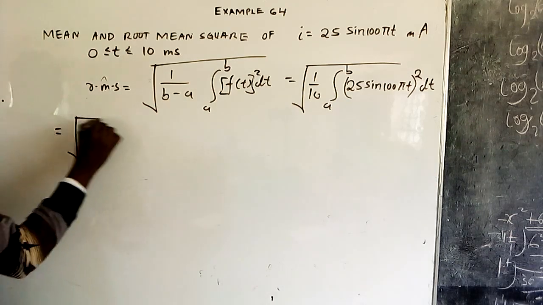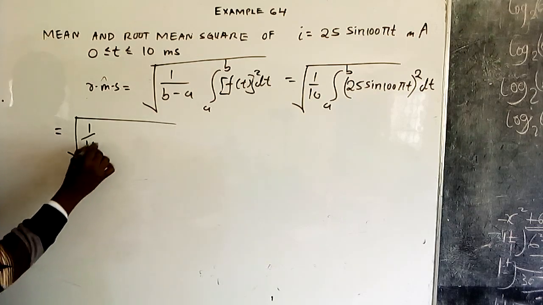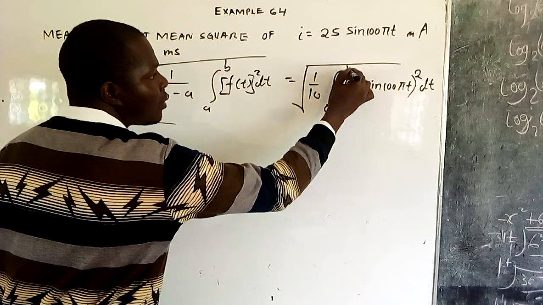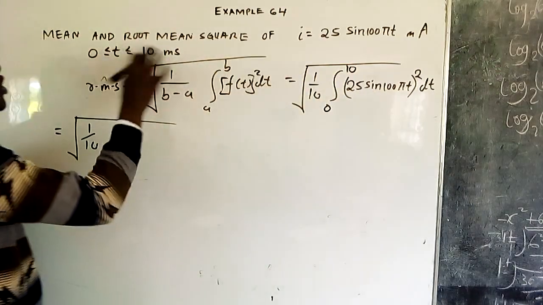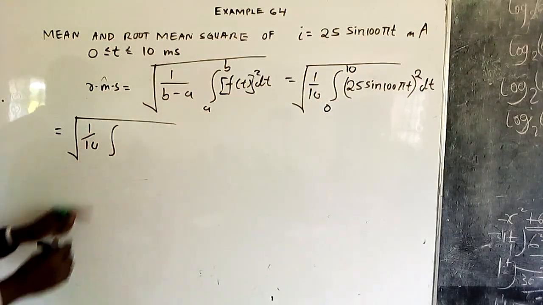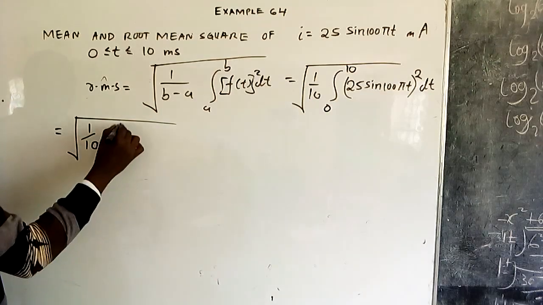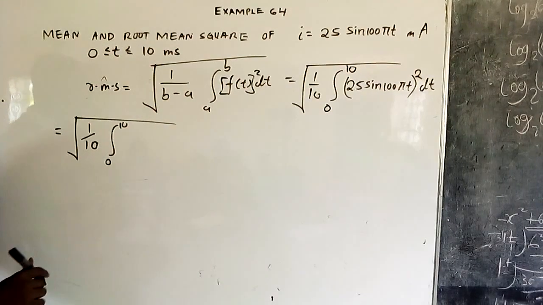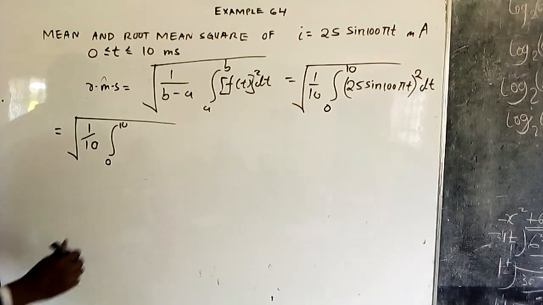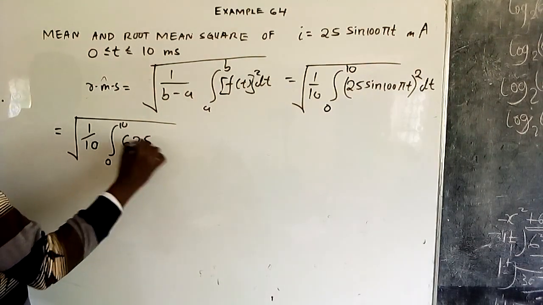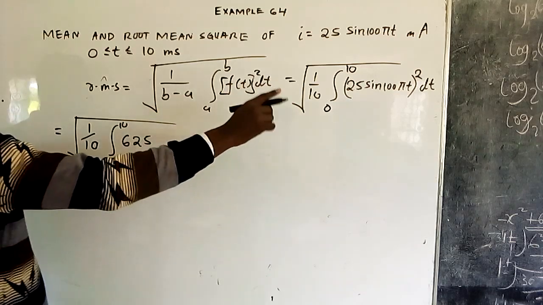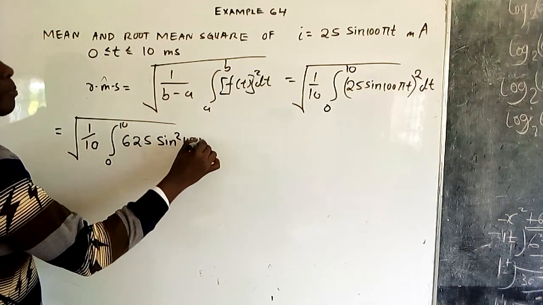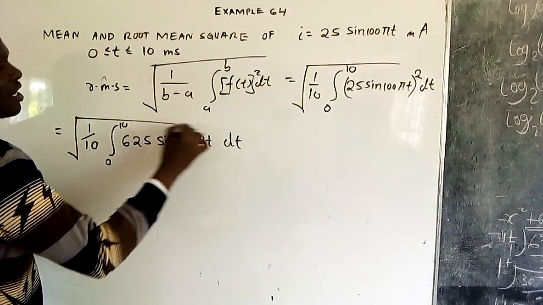We have square root of 1 over 10. Oh, I didn't substitute the value of a and b. This is 0 to 10. A is 0, b is 10, so that is 1 over 10. Then you are integrating from 0 to 10. Then what is 25 squared? Because that square is for everything inside the bracket. 25 squared is 625. Then sine squared 100 pi t dt.